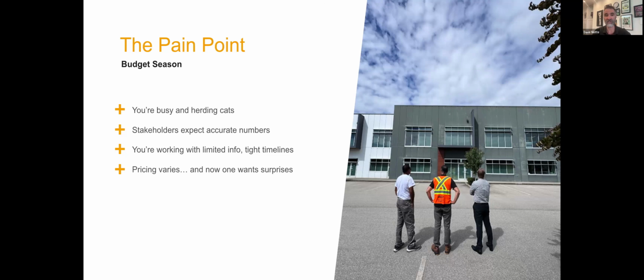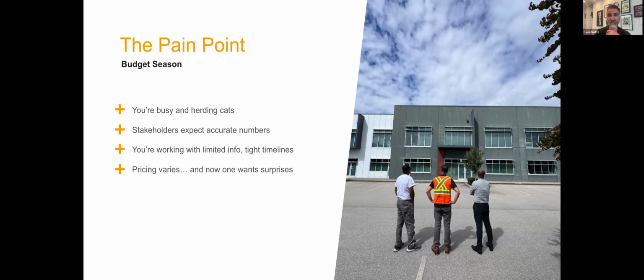So in many cases, you're working with limited info, tight timelines, and you can get scenarios where maybe you get a couple prices and the prices vary wildly and you just don't know what to do. So we're gonna help you alleviate or lessen some of these challenges as we go through this web shop for you here.